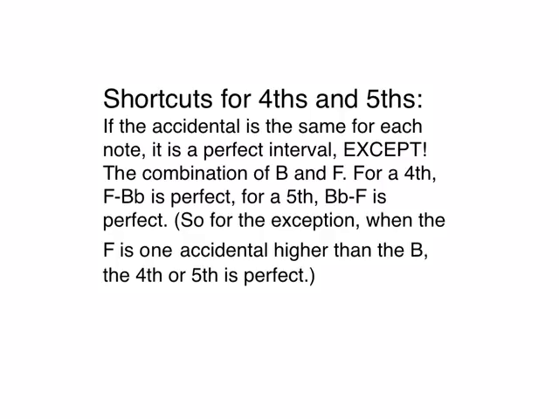Now I'll show you some shortcuts, and we'll start with the shortcuts for fourths and fifths because that's the most consistent one. If the accidental is the same for each note, it's a perfect interval, with one exception: any combination of B and F. For a fourth, F to B flat, not F to B, is perfect. And for a fifth, B flat to F is perfect. So for the exception, when the F is one accidental higher than the B, the fourth or fifth is perfect.